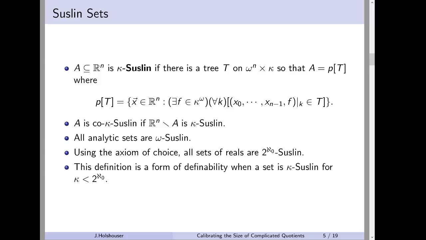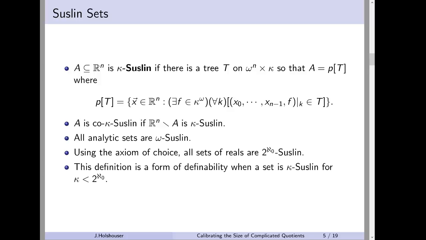What this does philosophically is allow you to kind of incorporate these long rankings of your set. Okay? If you try to do this with Borel things, you can kind of uncountably rank your set of reals. If you allow larger kappas, you produce things that are not Borel. Okay? Co-Kappa-Suslin means its complement is Kappa-Suslin.